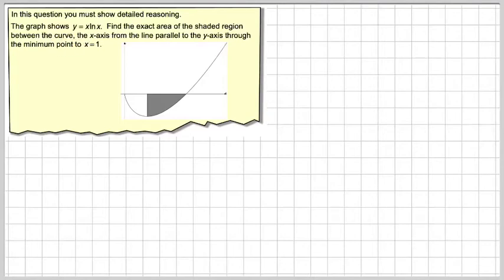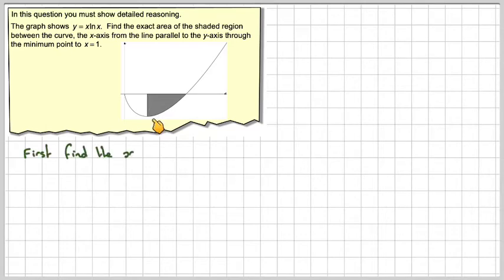It says this question uses the shaded region. The graph shows y equals x ln of x. Find the exact area of the shaded region between the curve, the x-axis, and the line parallel to the axis through the minimum point. So this point here is the minimum point, through to the point where x is equal to 1, which will be that point there. So what we are missing here is what that limit has got to be.